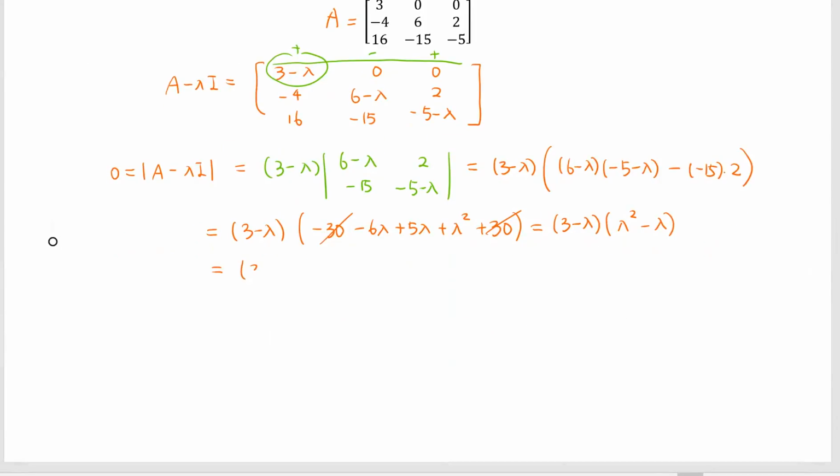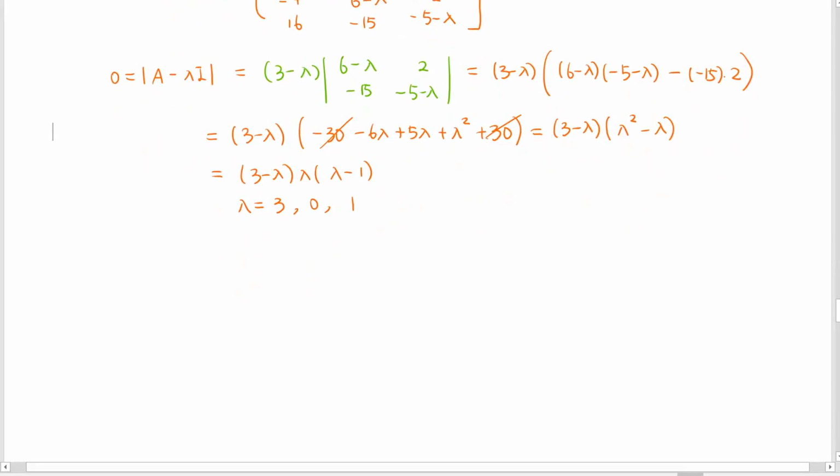So we have 3 minus lambda. We factor out lambda, then we have lambda minus 1. See, we have 3 distinct eigenvalues. They are 3, 0, and 1. Okay, so 3 distinct real eigenvalues. So let's calculate the eigenvector for each of them. So you can see 0 can be an eigenvalue. It just cannot be an eigenvector.